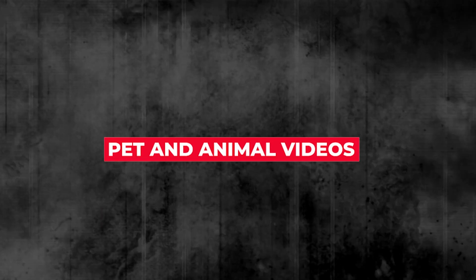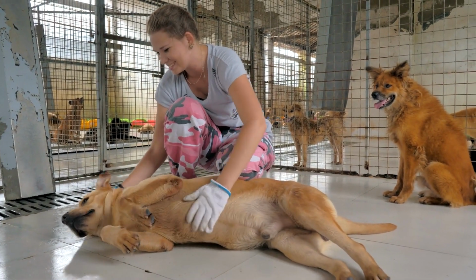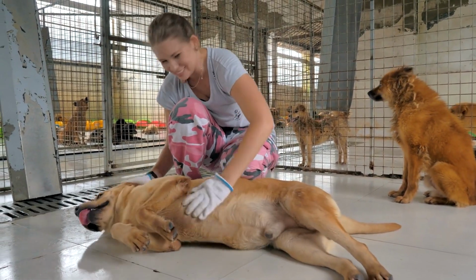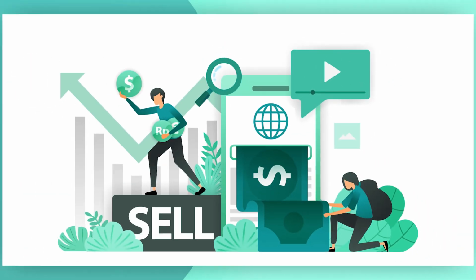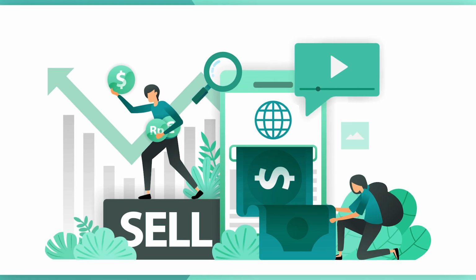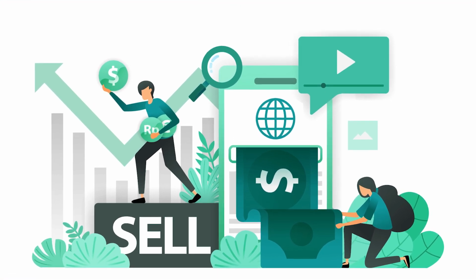27. Pet and animal videos. If you love animals, you can create a channel featuring pet or animal videos. You can monetize your channel through advertising revenue, as well as through sponsorships and merchandise sales.